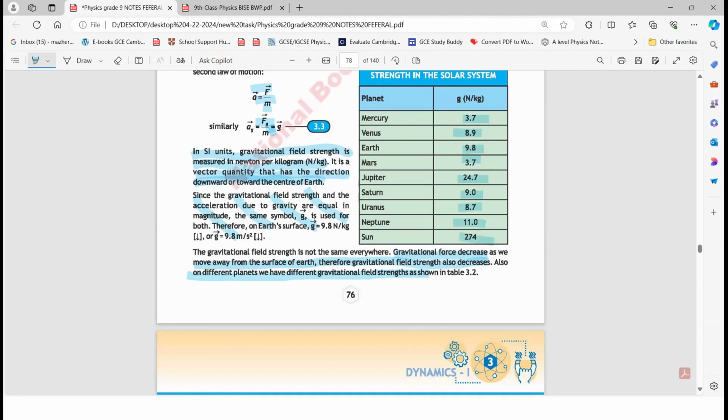So where would our weight be greatest? On which planet would our weight be greatest? Planet Jupiter. Yeah, that shows you were not giving attention at all to whatever I was saying. The table is right in front of you. Do you think that Jupiter has the greatest value of gravity?